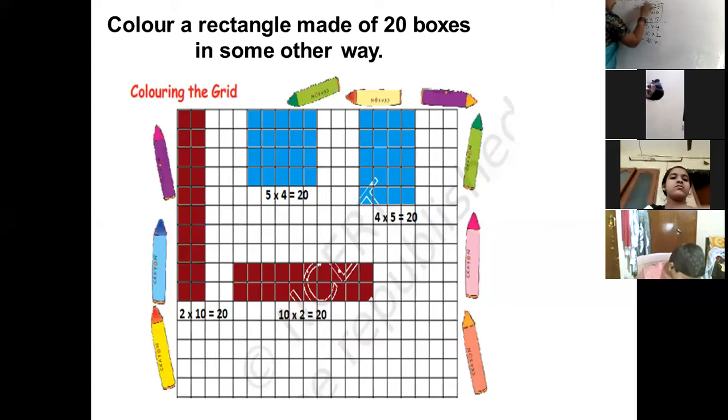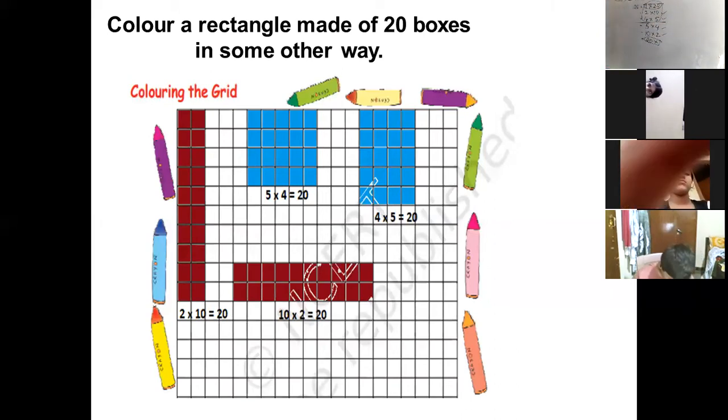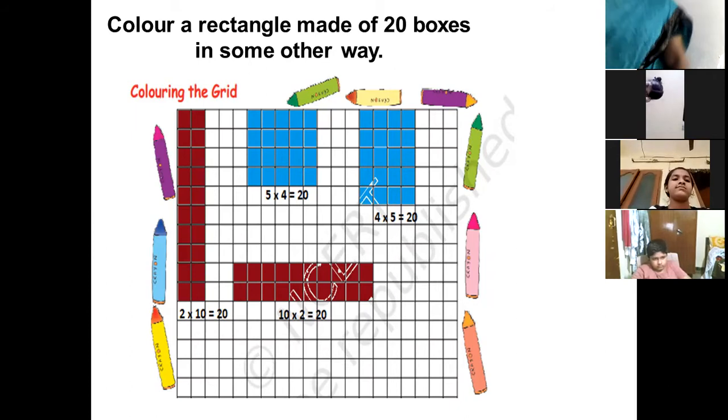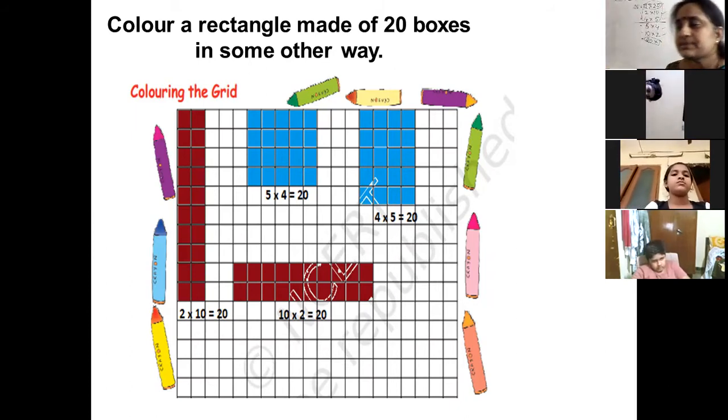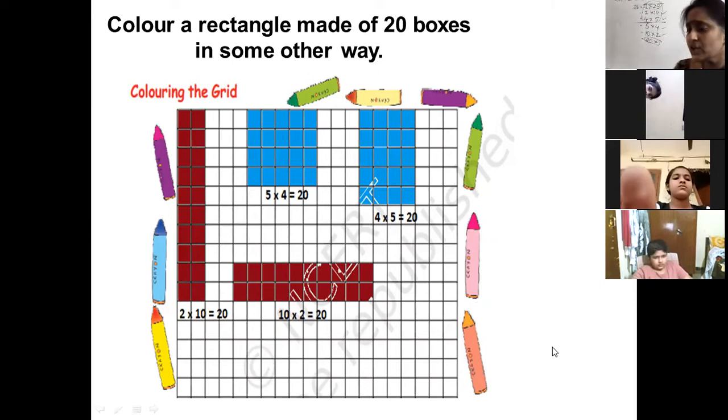Only 4 ways we can do. In these 4 ways we can do. In this grid you have a 16 by 16 grid. So we cannot draw 20 there. If you can extend the grid up to 20, you can do that also. Here the grid is given this much only, so we can do only 4 ways. Okay? Now here we are writing 20 is equal to 1 into 20.